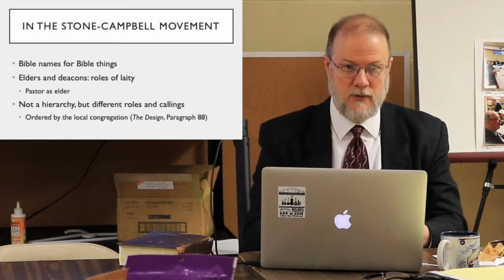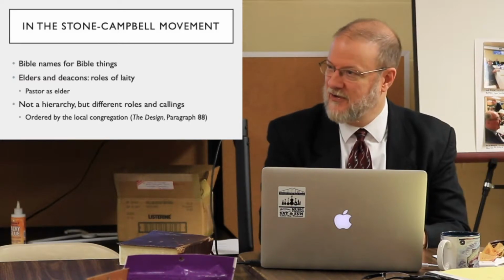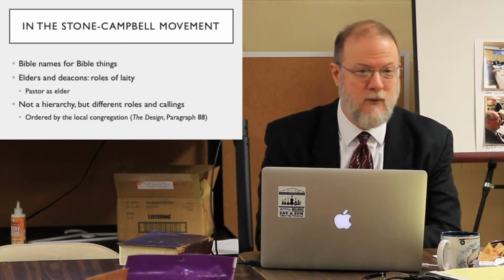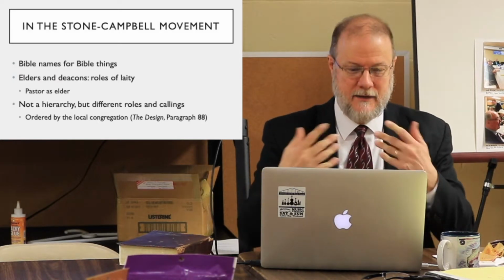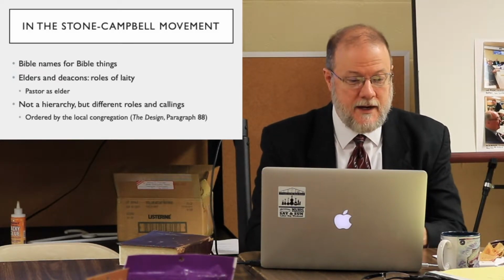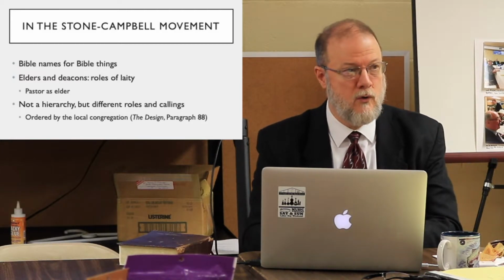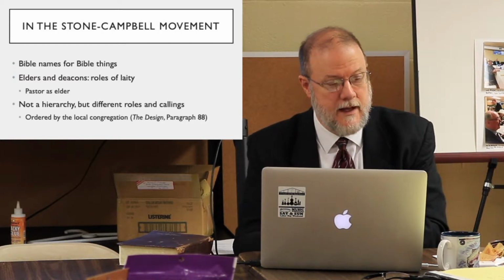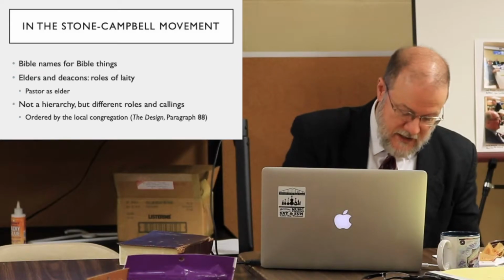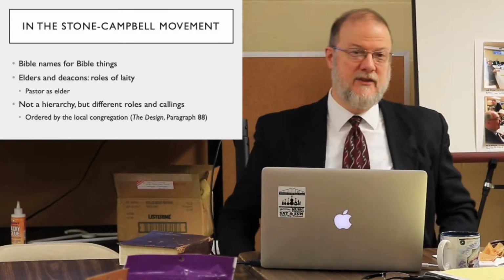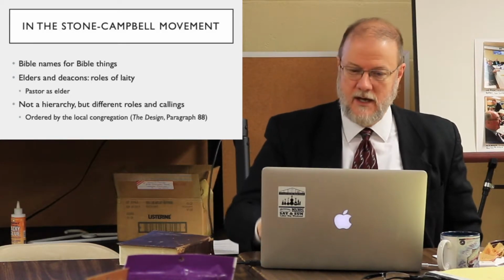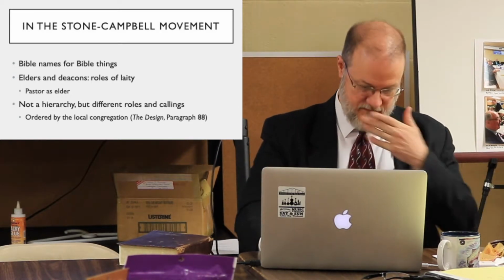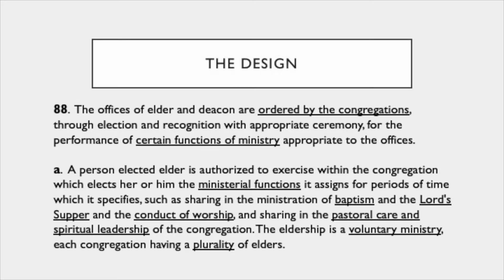If a church is in trouble, if a church calls in the regional minister, the first group I want to meet with is the elders. Again, it's not a hierarchy, but it's different roles and callings. And it even gets a paragraph in the Design. The Design for the Christian Church (Disciples of Christ) is kind of the governing document for the denomination. And paragraph 88 talks about this.